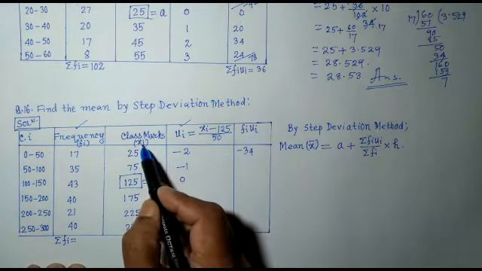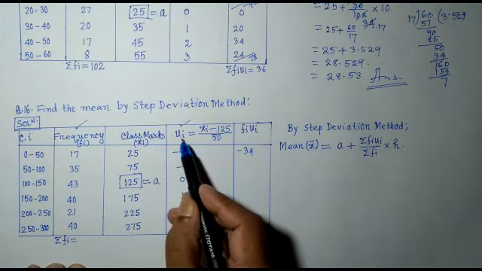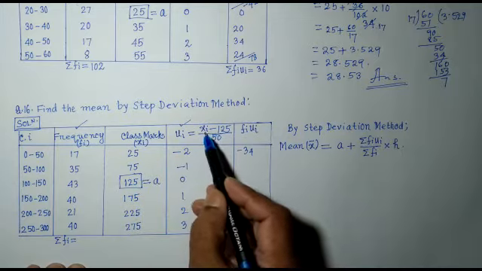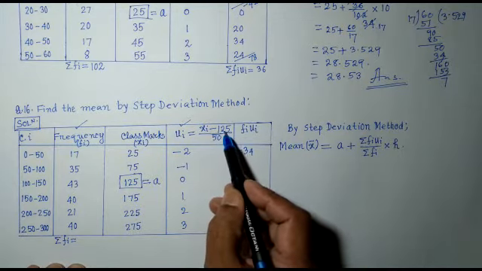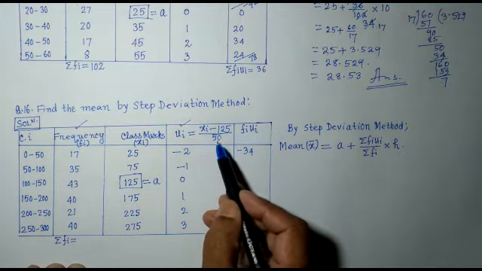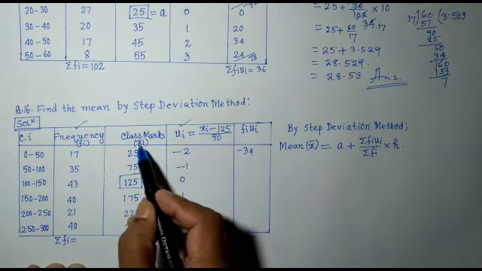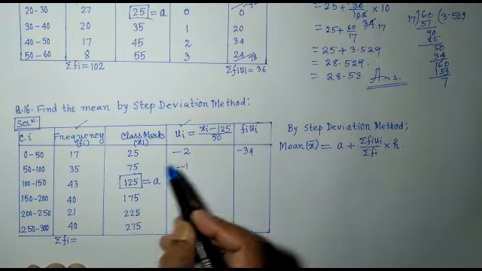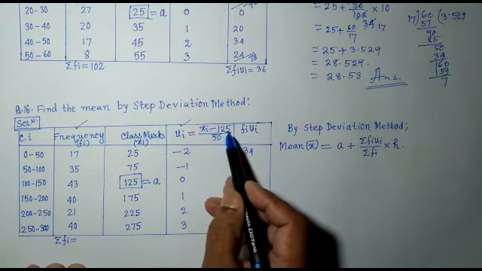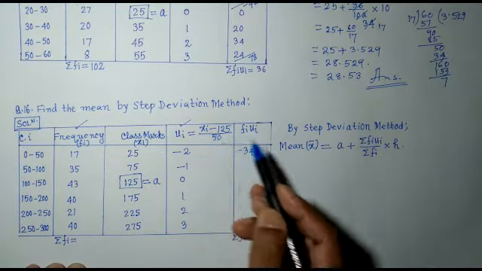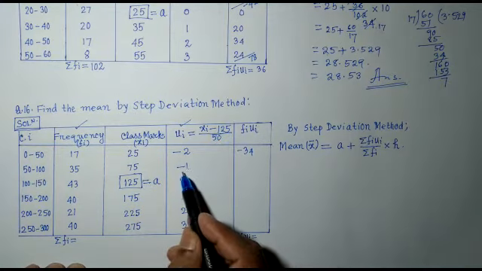Look, class mark Xi in the first line is 25. So for the first line Ui, we take this 25 here. Xi is 25. 25 minus 125 is minus 100. Divide by 50, it will be minus 2. Next, in the same way, the second line Xi value is 75. So take 75 here. 75 minus 125 will be minus 50. Minus 50 divided by 50 is minus 1.